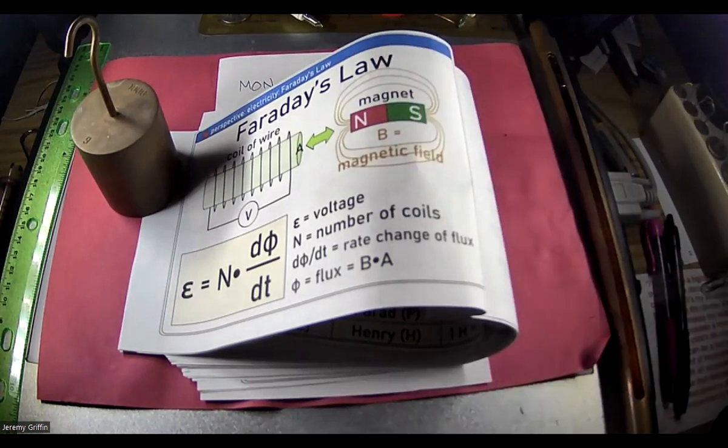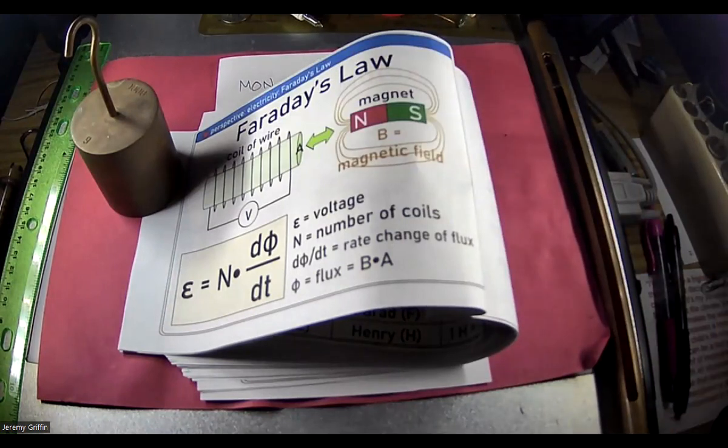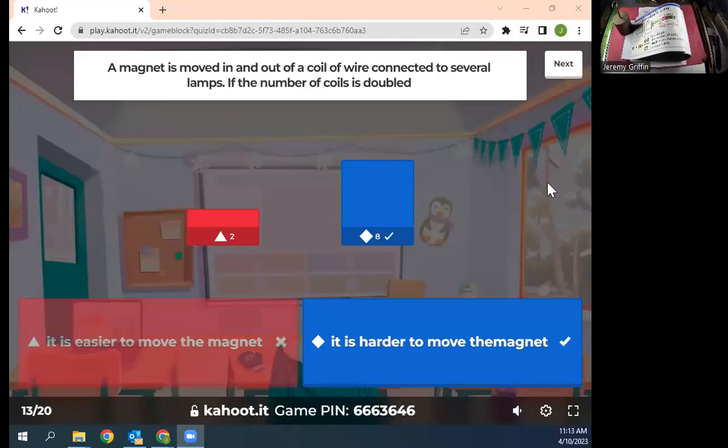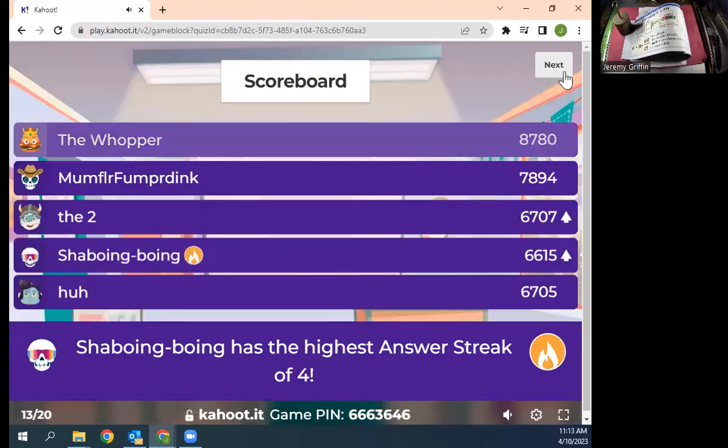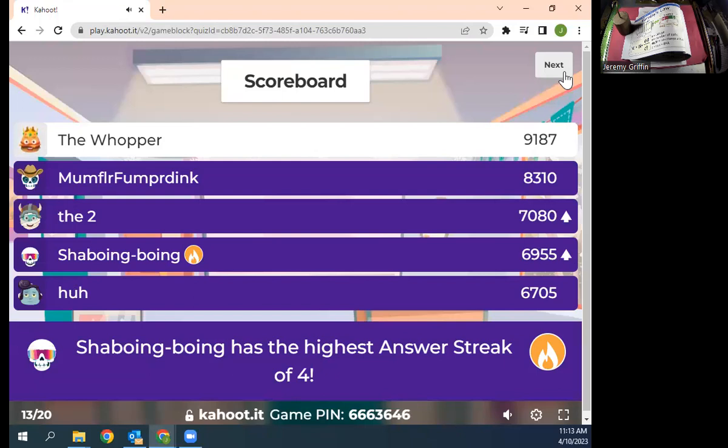But this is consistent with conservation of energy. If you double the number of coils, it's going to increase the voltage and therefore the current and the power. But that energy isn't created from nothing. So there's a resistive force that builds up, and you get more resistive force with more coils.